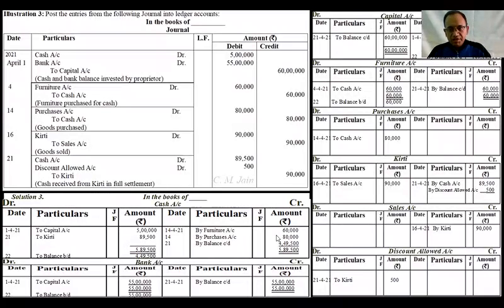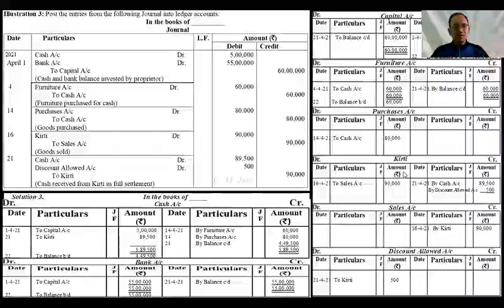Now next account is purchases account. It is an expense. It is a temporary account. It's a nominal account. So since year ending date is not there, we will leave it open like this. Next is Kirti. Again a permanent account, personal account. Okay. So we will close it.